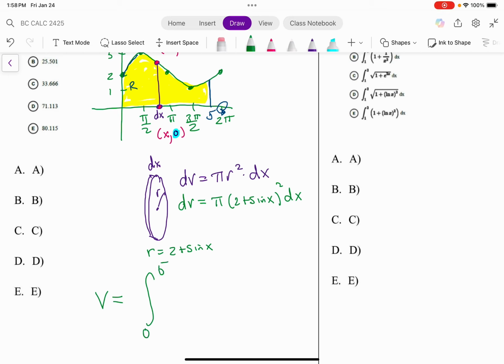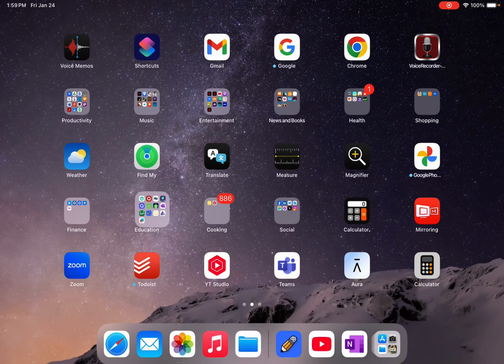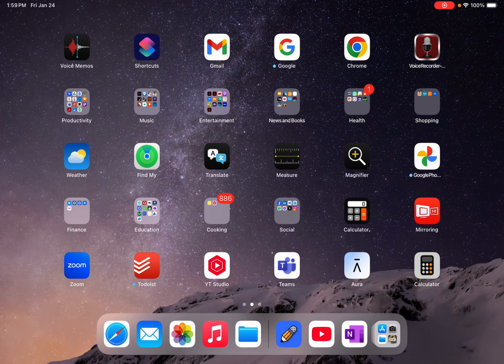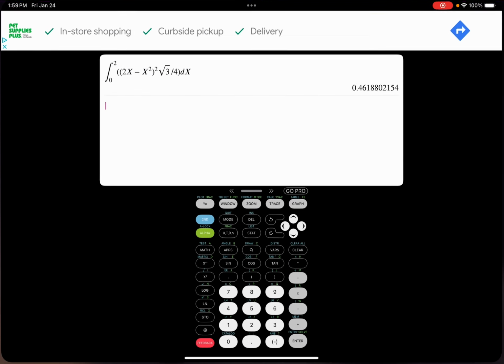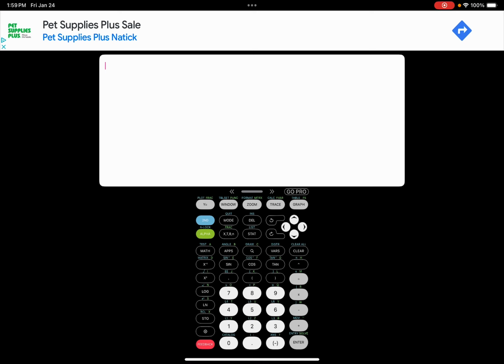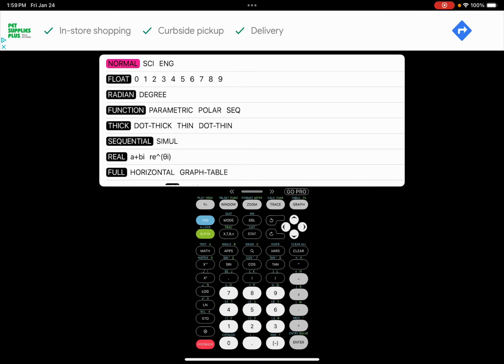So the integral that we want to evaluate, and again, we'll use a calculator. I'm going to take the pi out, (2 plus sine of x) squared. Okay, let's see what we get. Make sure you're in radians. I'm going to go to our calculator here. If I can find my calculator. There it is. Okay, so again, make sure you're in radians because it's a trig function.